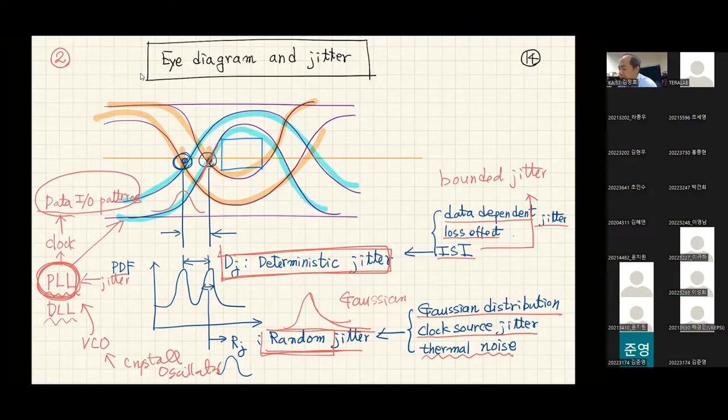So if we draw this distribution of a voltage waveform for the case of 10 to 12 or 10 to 14 different cases, it's going to have some distributions. And we're going to have this kind of distribution. The separation of peaks is usually said to be deterministic jitter, and this Gaussian distribution is called random jitter.